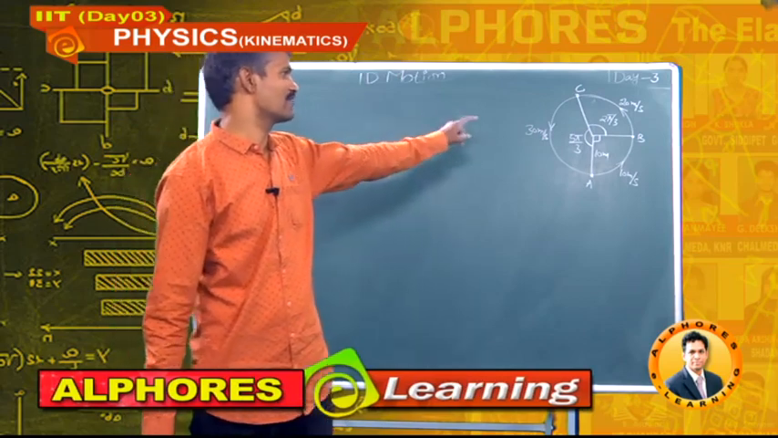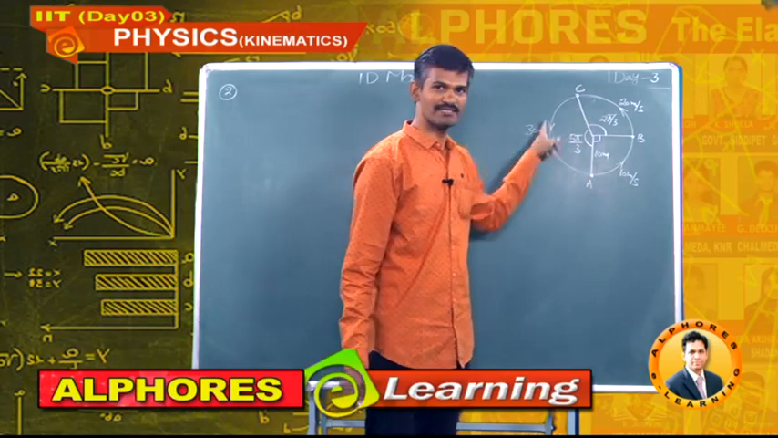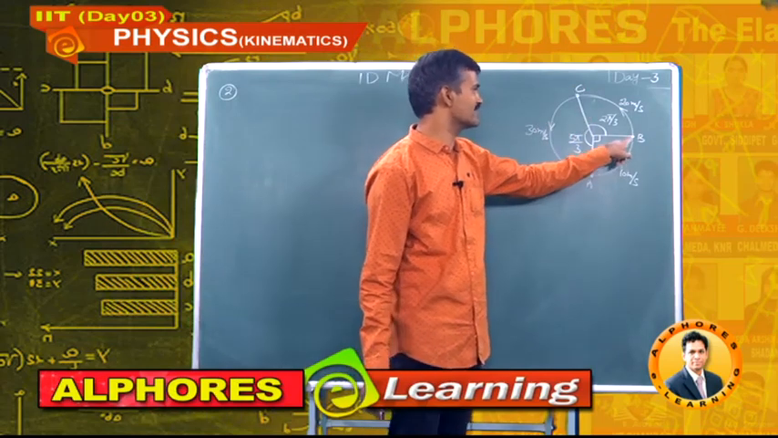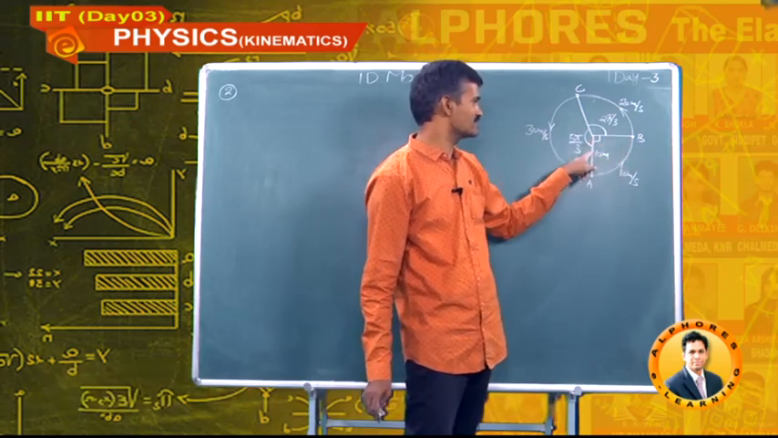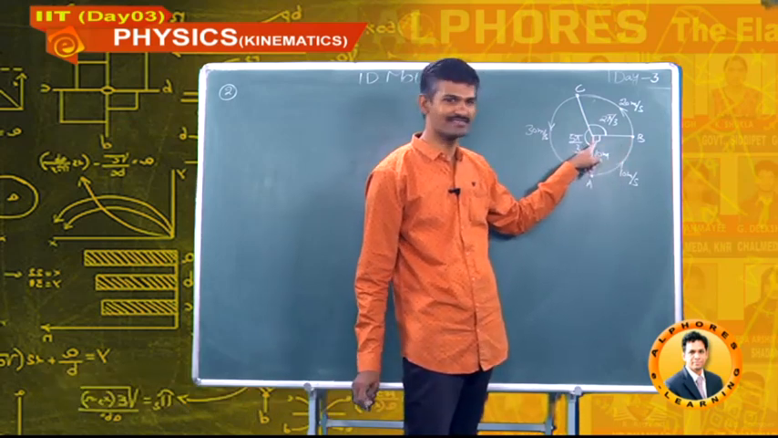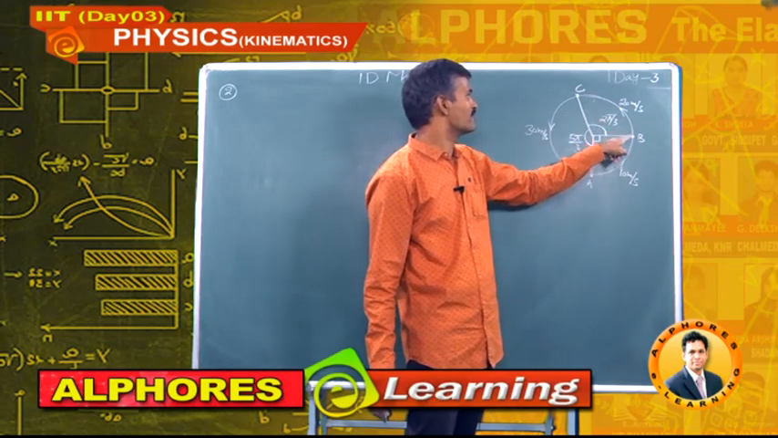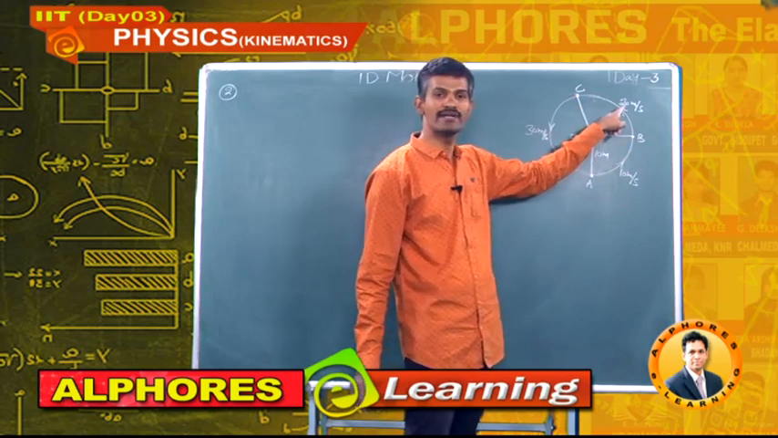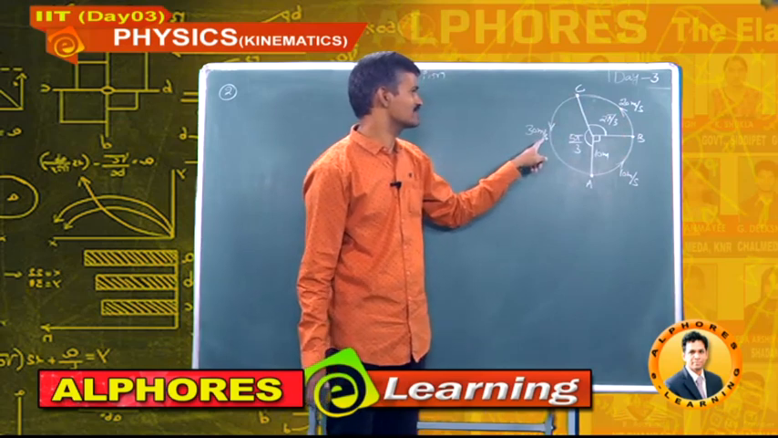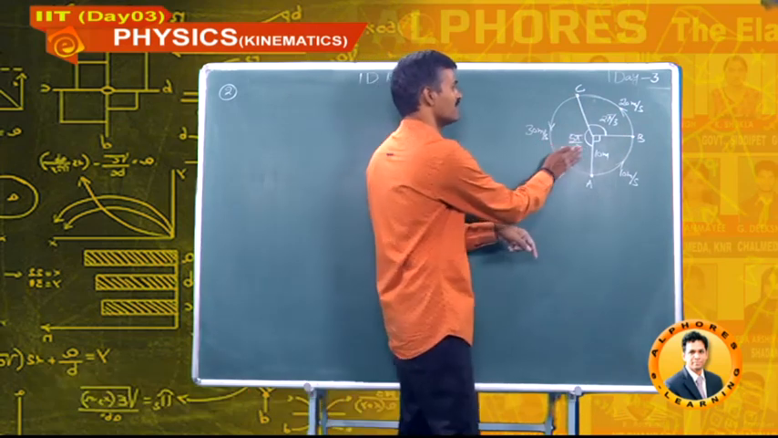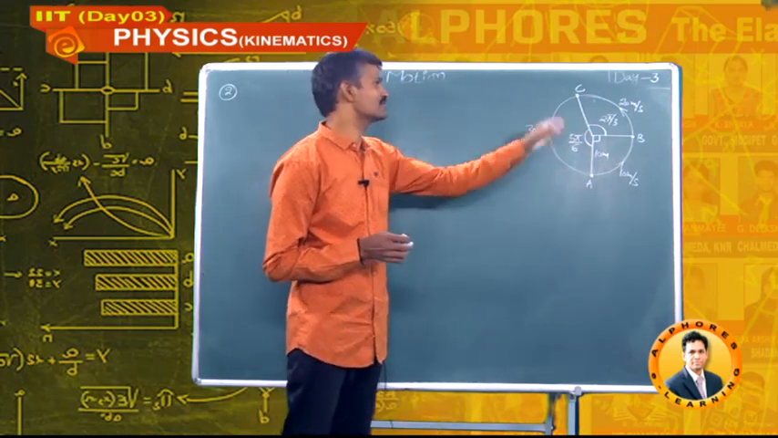Students, here I am considering one more example. A particle starts from A and moves in a circular path, reaching B with a speed of 10 meter per second. That journey covers an angle of 90 degrees at the center of the circle. After that, it covers an angle 2 pi by 3 from B to C with a speed of 20 meter per second. After that, it reaches A again with a speed of 30 meter per second, covering an angle of 5 pi by 6. Now, we have to find the average speed of that journey of the particle.